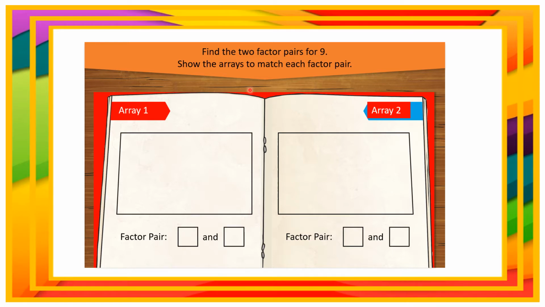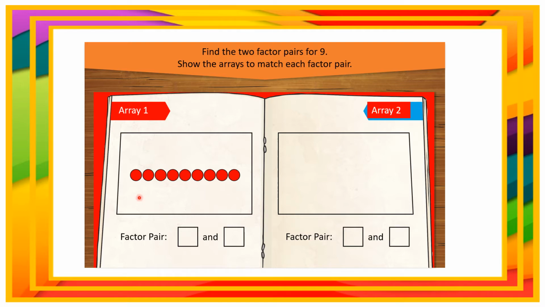Here, we've been asked to find the two factor pairs for 9. And we are going to use two arrays to match the factor pairs. So this is the first array. I want you to have a go at this. What does this show? What two factors can we use to represent this array? And our answer would make 9. Remember, we are looking for two factor pairs to make 9. That is two numbers we can multiply together to make 9.